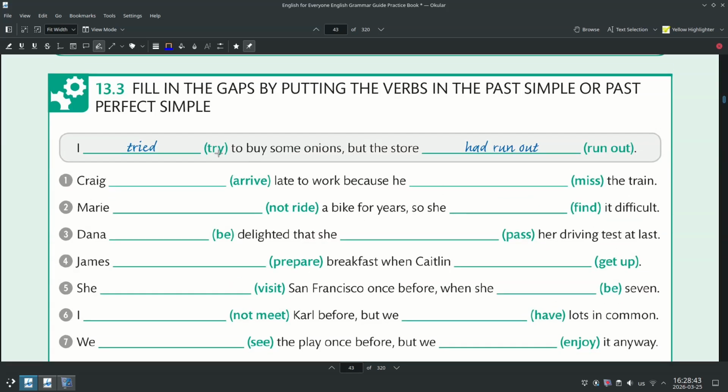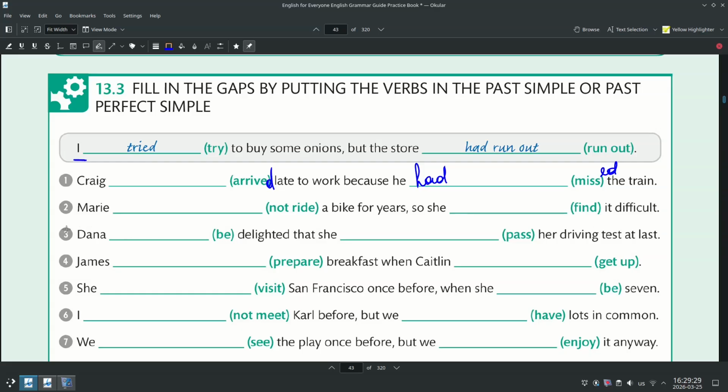So, fill in the gaps by putting the verbs in the past simple or past perfect simple. It is done. I tried to buy some onions, but the store had run out. Craig late to work because the train. So Craig arrived late to work because he had missed the train. So first he had missed the train, then he arrived late to work.